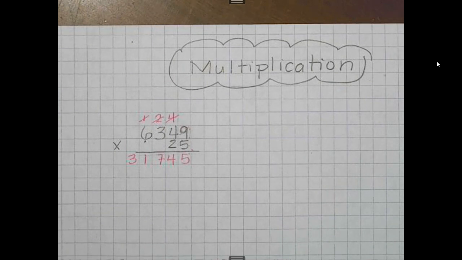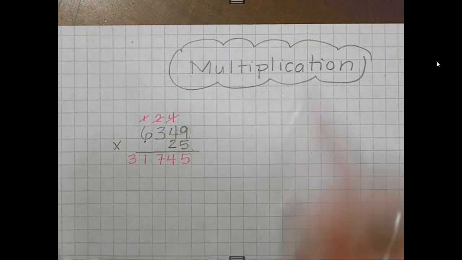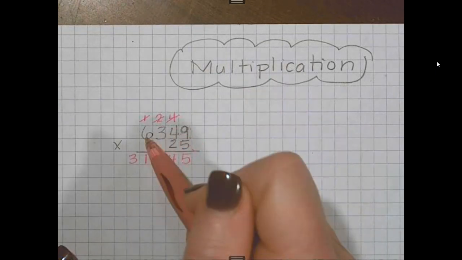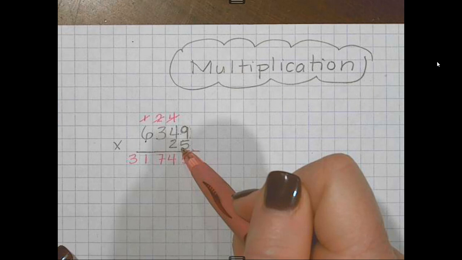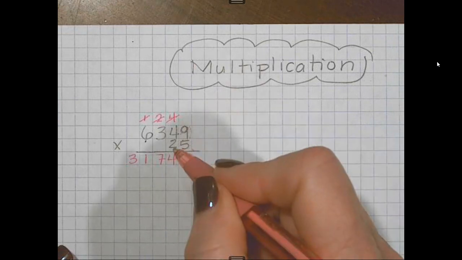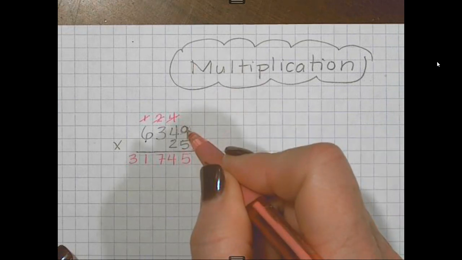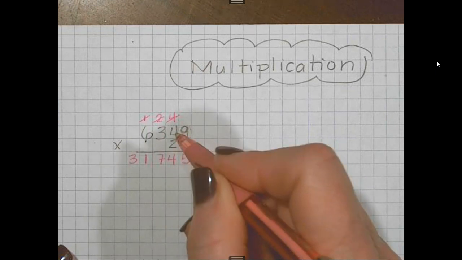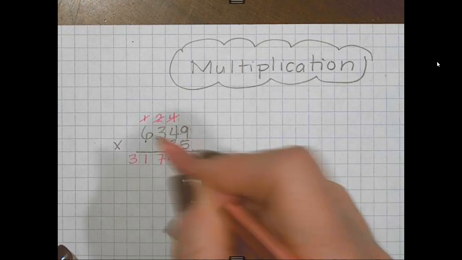Now, this is the only thing that differs when you multiply by a two-digit number. We're going to multiply every digit in the top factor by the 2 tens. So we're going to multiply 2 times 9. Same process, smallest digit value to the largest. 2 times 4, 2 times 3, 2 times 6.